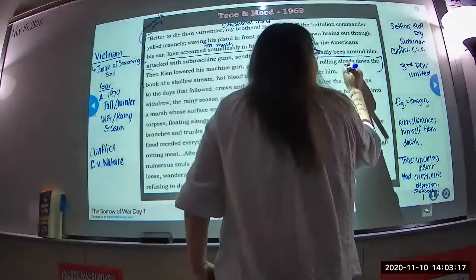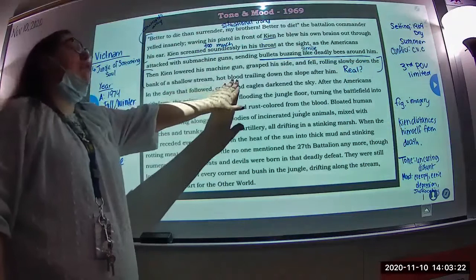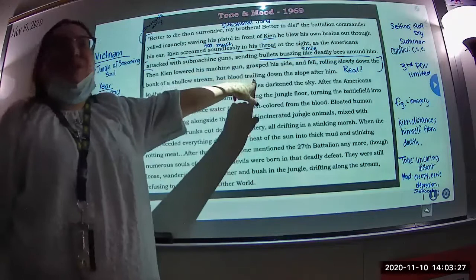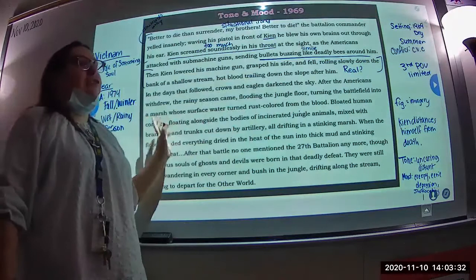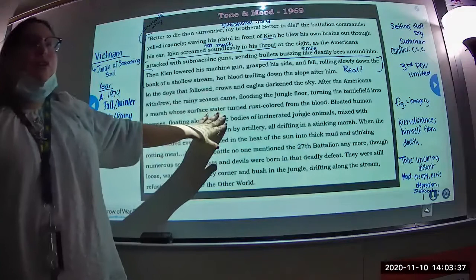He just put hot sauce on it. Right? Because it says hot blood trailing down the slope after him. But it doesn't say his hot blood. It could have been the other people's blood. It could have been anybody's, right? Because down here, we find out that there's so much blood and bodies that when it floods, the water is red, right? Jesus, that is okay.